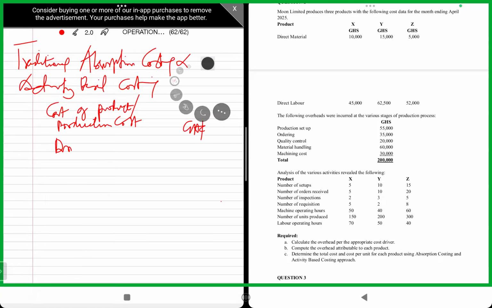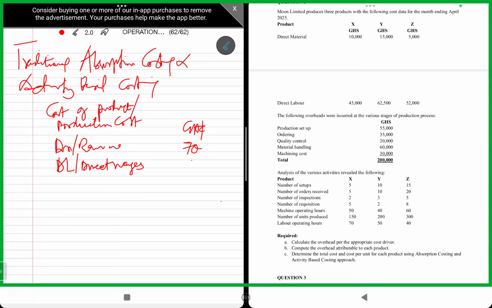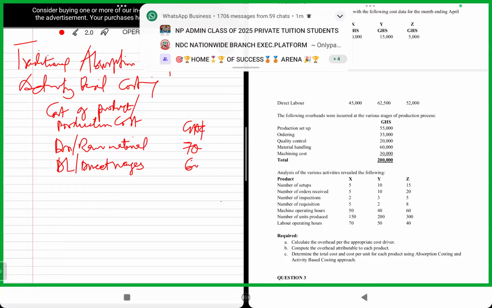Direct materials, DM. Let's say it is 70 Ghana cedis. Then we bring direct labor, so that they'll make it direct wages. DL stands for direct labor. DM stands for direct material, so they can make it raw material. Direct wages is, let's say, 60 Ghana cedis.